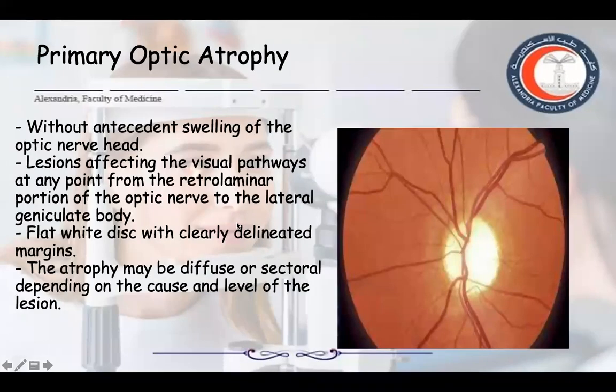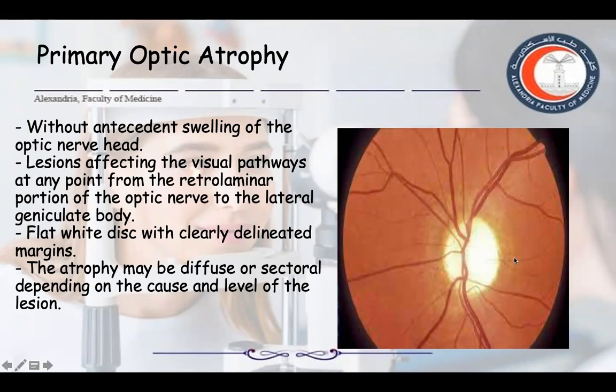We will start with the primary optic atrophy. Simply, primary optic atrophy means it's atrophy of the optic nerve due to diseases that didn't cause disc edema. It's not preceded by swelling of the optic nerve head or the optic disc. Such diseases can be compressive tumors, can be demyelinating optic neuritis, any disease that can cause affection of the optic nerve without disc edema resulting into optic atrophy. This is called primary optic atrophy.